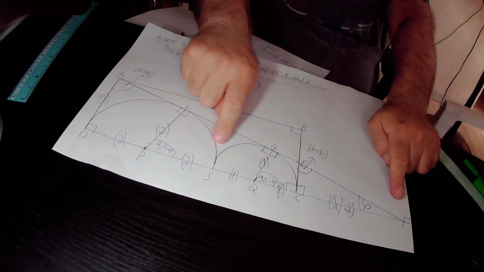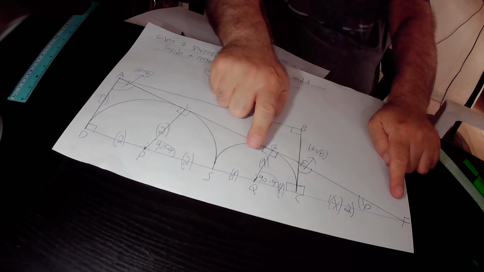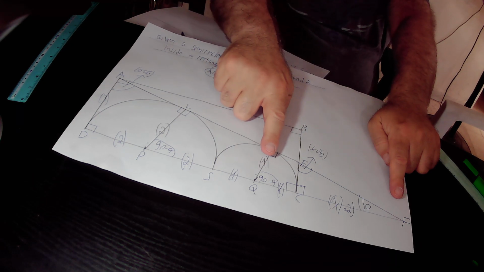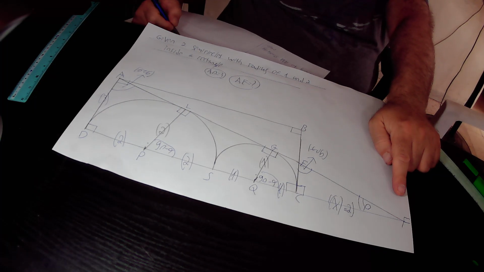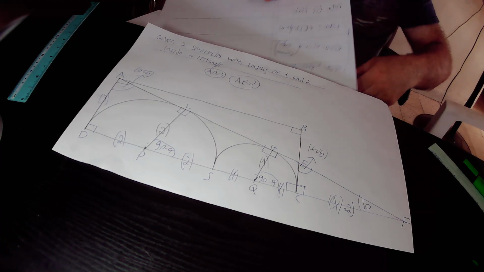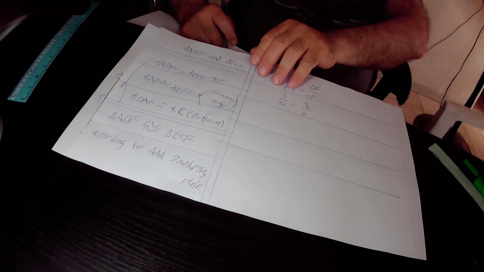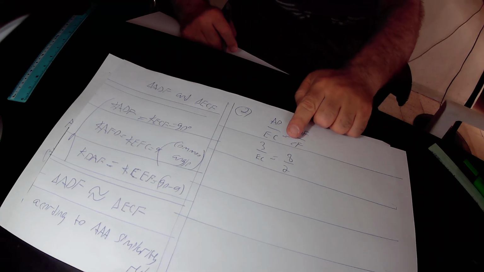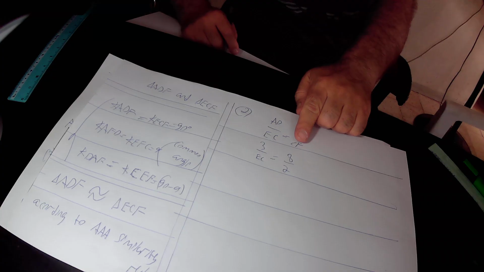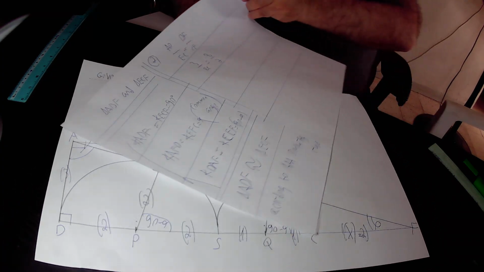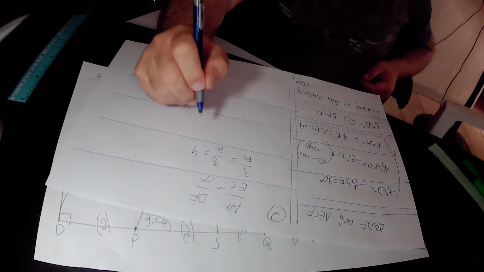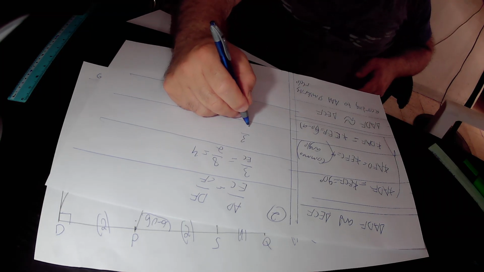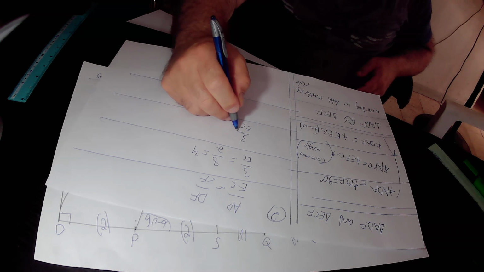Again, 2 plus 2 plus 2 is 6, and here we have 1 plus 1 is 2, and 6 plus 2 is 8. So DF in total equals 8 over CF. CF is 2. So in summary we found out that 3 over EC equals 8 over 2. 8 over 2 is 4. So we found out that 3 over EC equals 4.